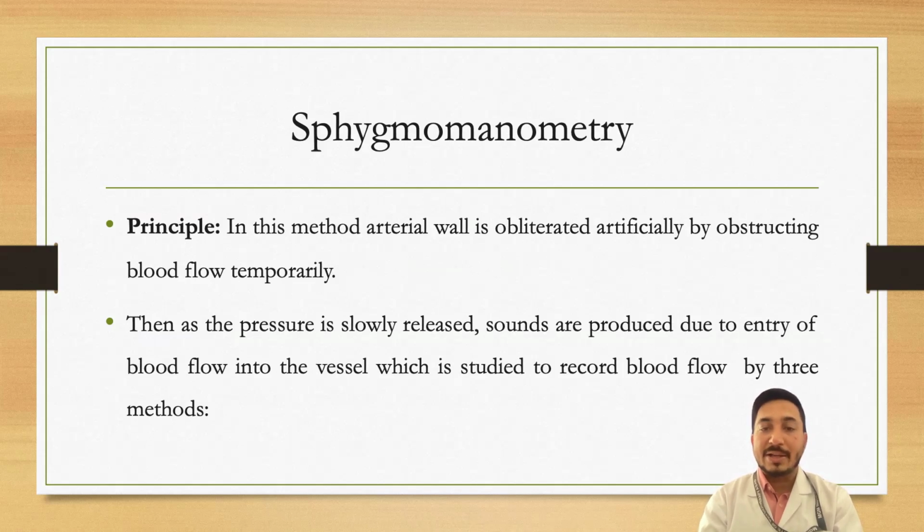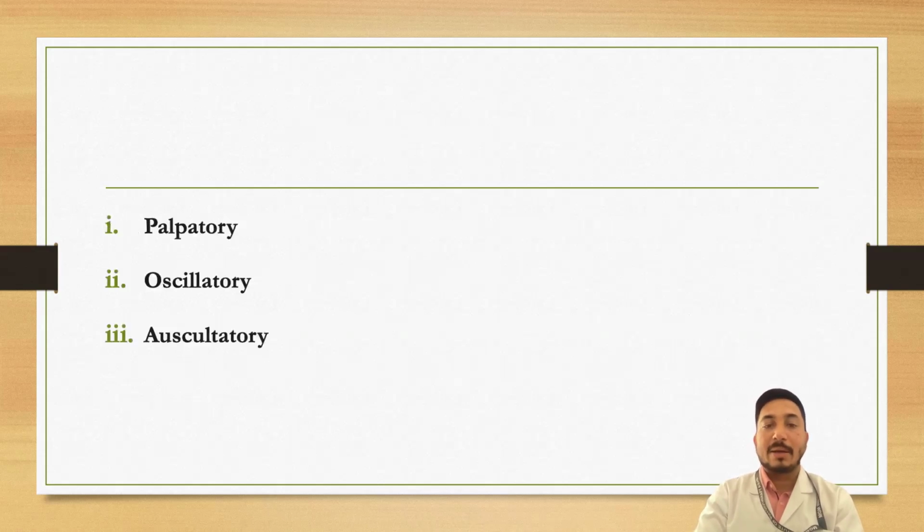Then we gradually release the pressure, and the sound produced by the entry of the blood into the vessel is recorded. We record it through three techniques: palpatory, oscillatory, and auscultatory. Oscillatory is an old method and we do not use it anymore. We mainly use palpatory and auscultatory, and we always combine them.